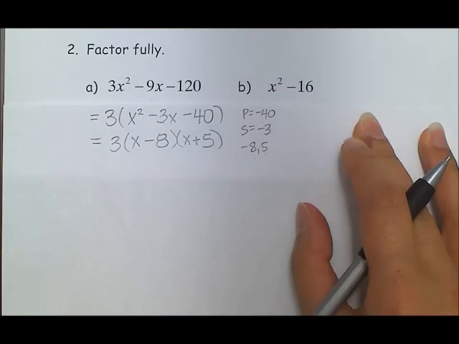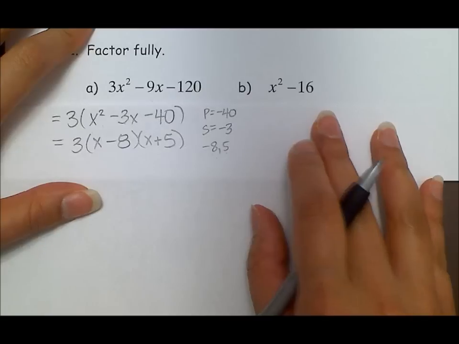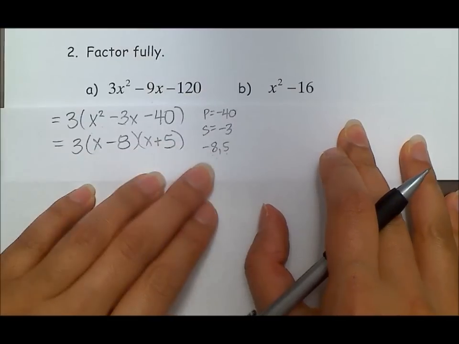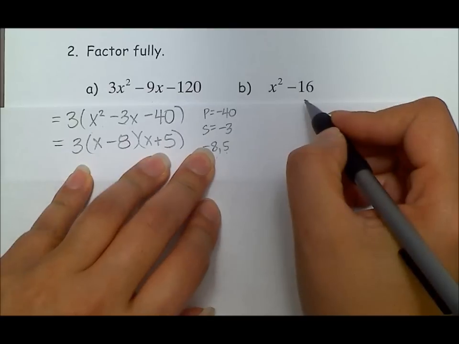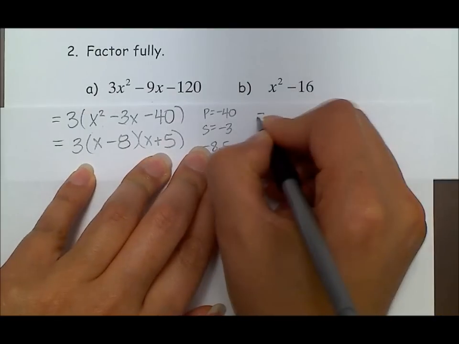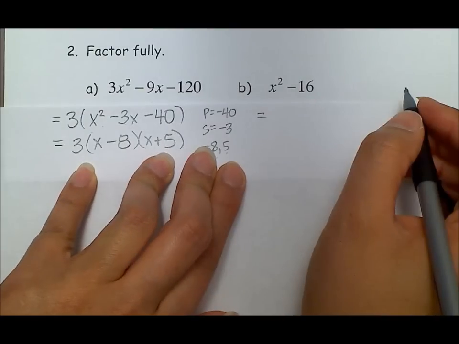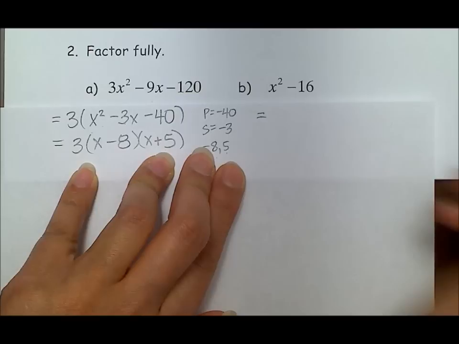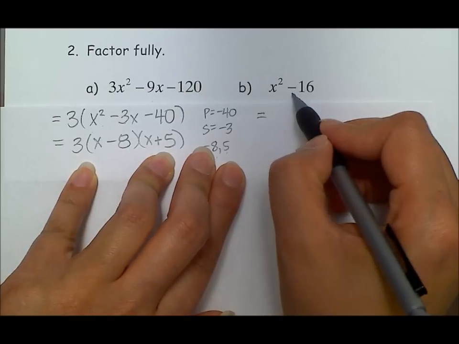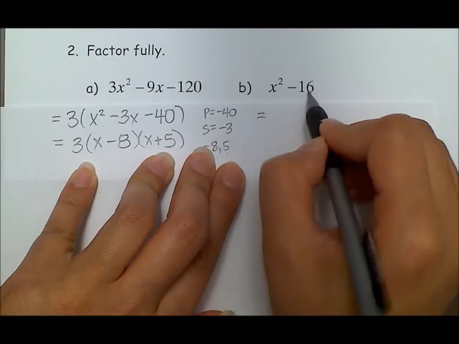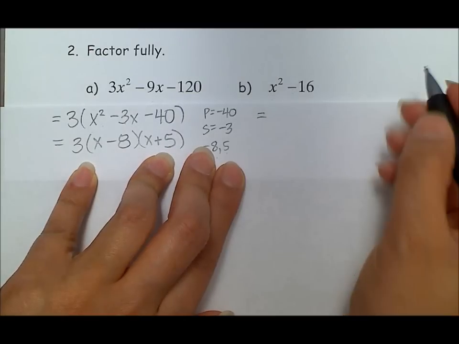Okay, the second example I have here is x squared minus 16. And so if you look at this one, it's a binomial because there's only 2 terms. And there's only one kind of binomial that we can actually factor, and that's called a difference of squares. So there has to be a difference, and the 2 terms here have to be perfect squares, and in this case it works. So what I'm going to do is factor them out.